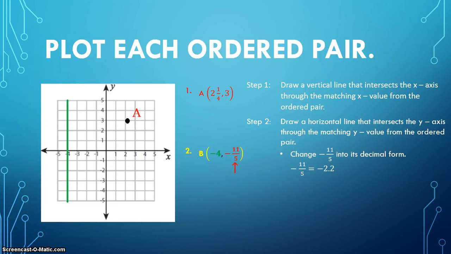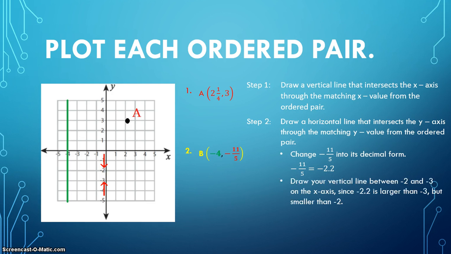So since we have negative 2.2, we know that's in between negative 2 and negative 3 on the y. I just got 2 arrows now pointing to it on the y-axis. So we know it's in between there. Now, since it's closer to negative 2 than it is to negative 3, we're going to draw our line closer to negative 2 than we are to negative 3. Hence the third arrow that I just popped up. Remember, we're not going to get it exact because we don't know exactly where negative 2.2 is, but we're going to try to make it close by using some basic logic.